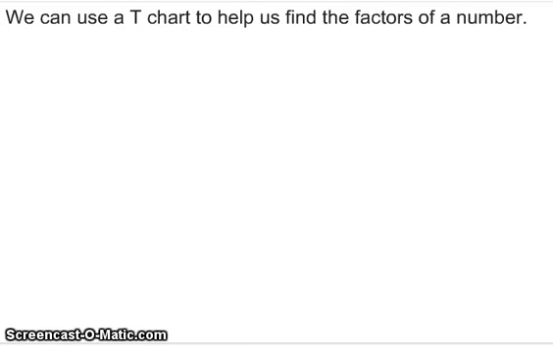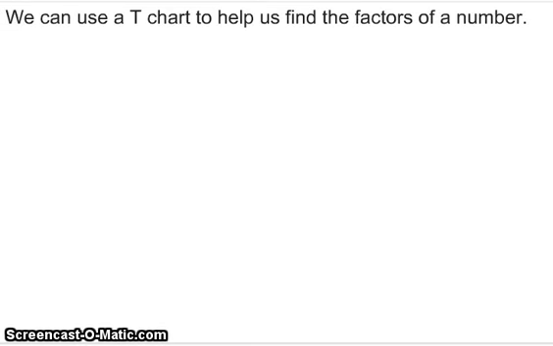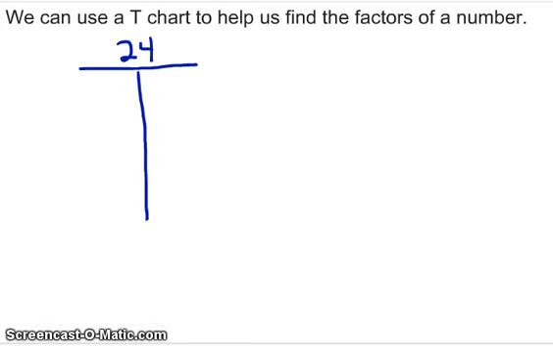We can use a T-chart to help us find the factors of a number. To do a T-chart, we make a big T, and then on top of it, we write the number that we're interested in. Let's say we're interested in finding the factors of 24. I'm going to write 24 at the top. On the left-hand side, I'm going to write 1 through 10.